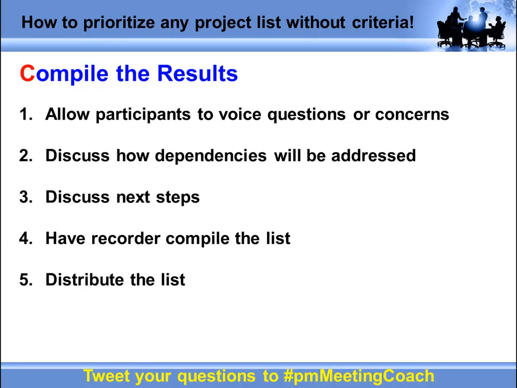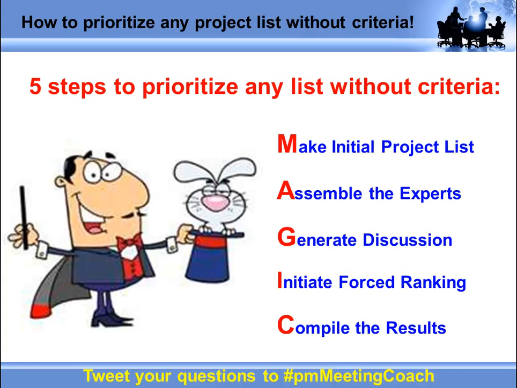So, those are the 5 steps that I use to prioritize any list without criteria. Again, number one, make an initial list. Number two, assemble the experts, also known as have a meeting. Okay. Number three, generate some discussion around those projects that are on the list and what kinds of subjective information we might use to start making decisions about those projects. Then, after you generate that discussion, initiate the forced ranking process.